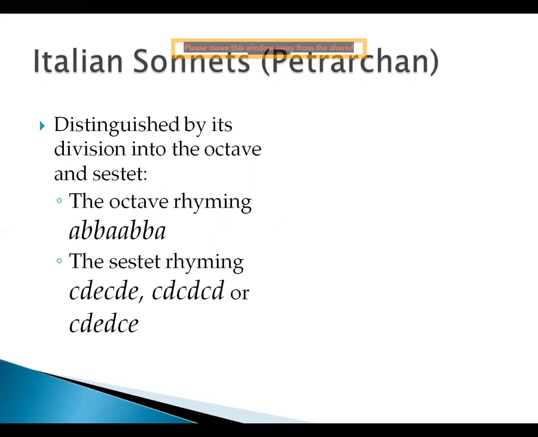Whereas the sestet, the rhyming scheme of the sestet has little variety. It can be CDE, CDE, or CDC, CDC, or CDE, DCE. So there are three possibilities of sestet rhyming scheme. So basically, I hope it's clear that a sonnet is basically 14 lines. Like in the Italian sonnet, the division is an octave and a sestet, 8 and 6 lines.